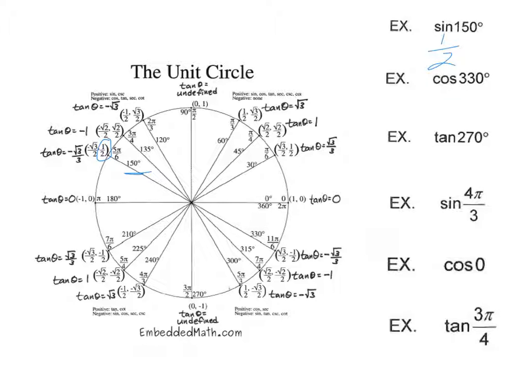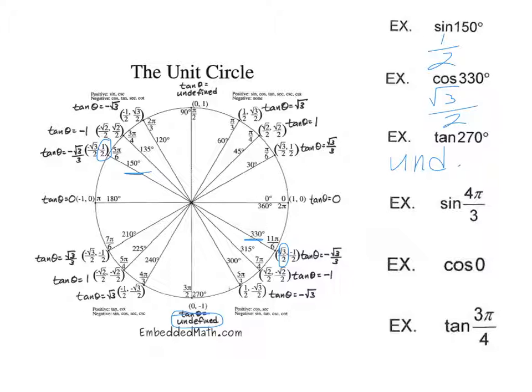Cosine of 330 degrees. 330 degrees is almost all the way around. Cosine is the first number in the parentheses, square root of 3 over 2. The tangents I've written by hand around the outside of the circle just to save some time. Like I said, tangents are found by taking the sine divided by the cosine. But the tangent at 270 degrees is at the very bottom of the circle, and it says that the tangent is undefined. That's because when you do sine divided by cosine at 270, you would have negative 1 divided by 0. Since you can't divide by 0, the tangent is undefined there.